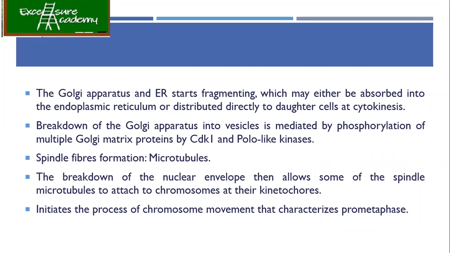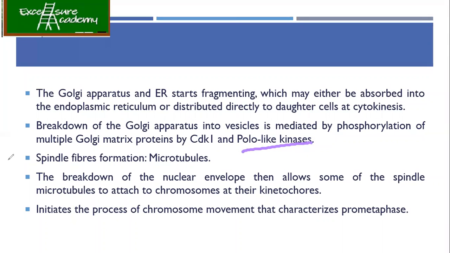The Golgi apparatus and ER start fragmenting, which may either be absorbed into the ER or distributed directly to daughter cells at cytokinesis. This is also important because once the chromosomes are separated and two daughter cells are formed, each cell needs to have its own ER and Golgi so that they can produce the proteins again required for cell growth. The breakdown of the Golgi apparatus into vesicles is again mediated by the phosphorylation of the Golgi matrix proteins by CDK1 and polo-like kinases.